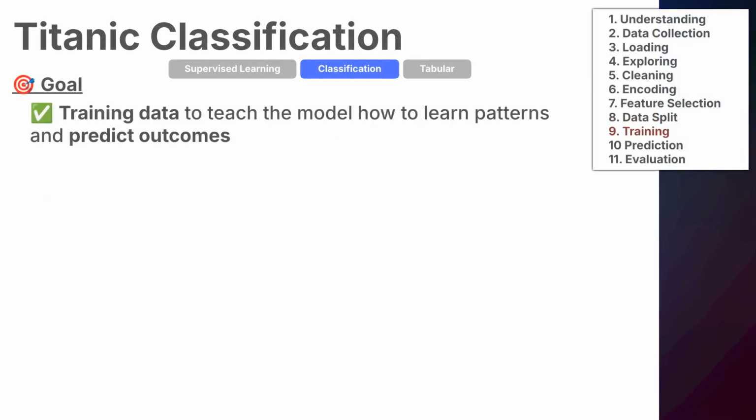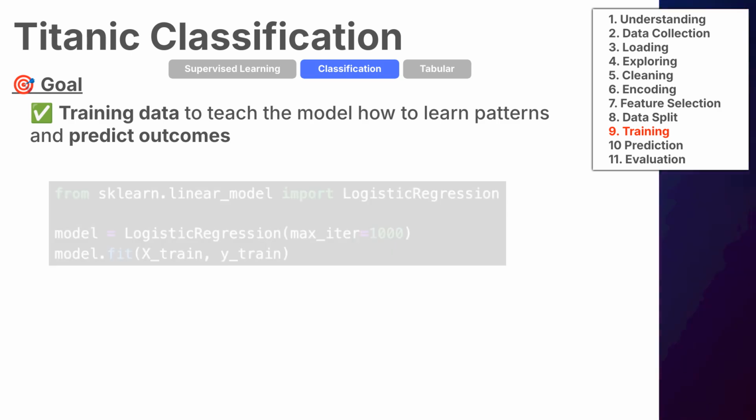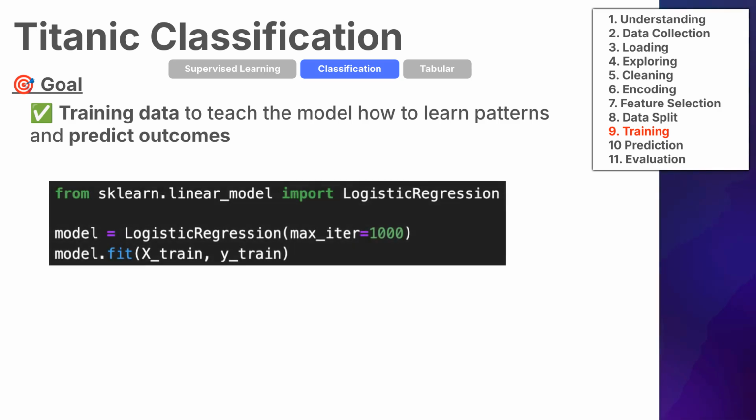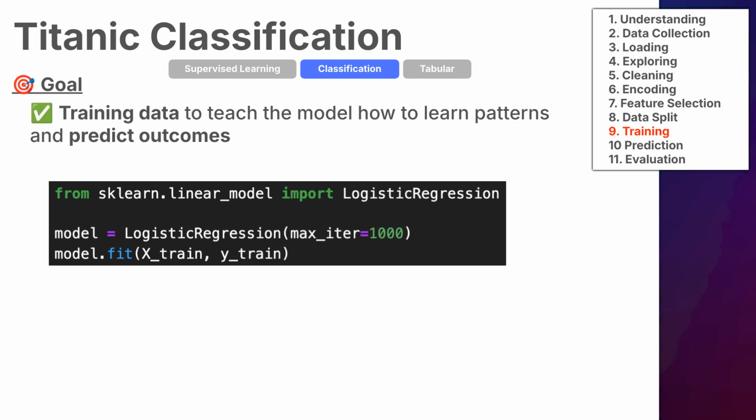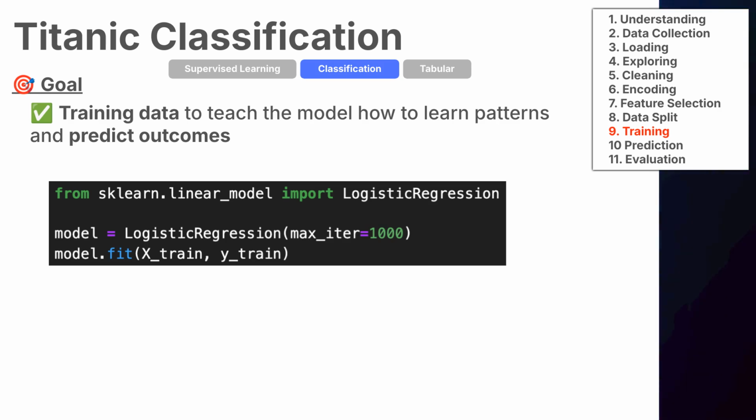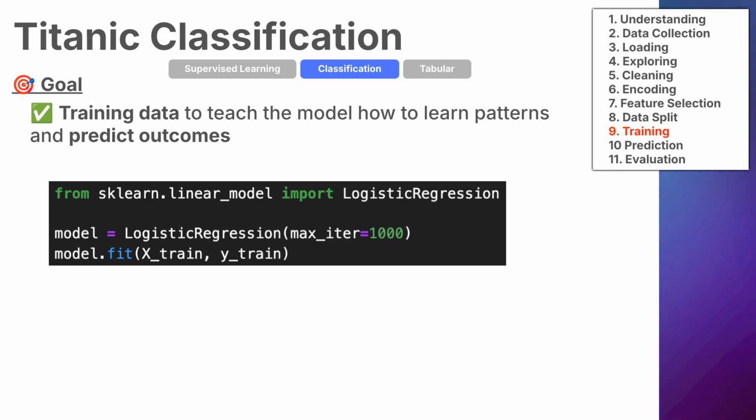9. Training. The goal of this step is to train data to teach the model how to learn patterns and predict outcomes. First, import logistic regression, a commonly used classification algorithm from scikit-learn. It's ideal for binary classification problems like this one. Next, create an instance of the logistic regression model. Max iterations 1000 sets the maximum number of iterations for the solver to converge. Useful if the default 100 is too low for convergence.